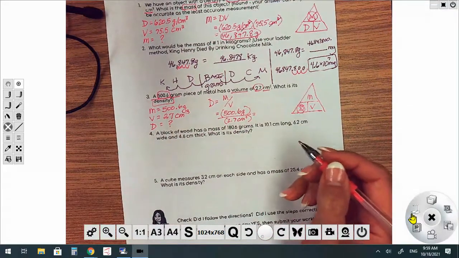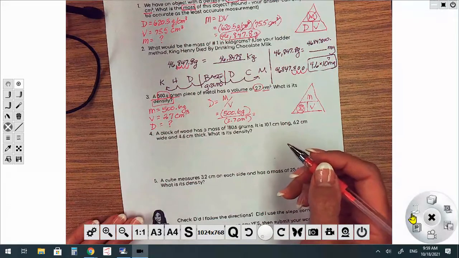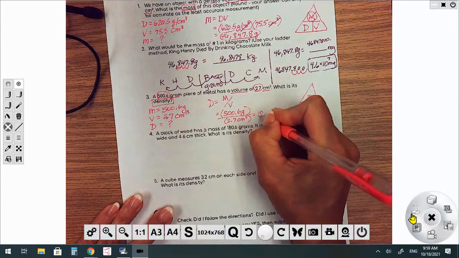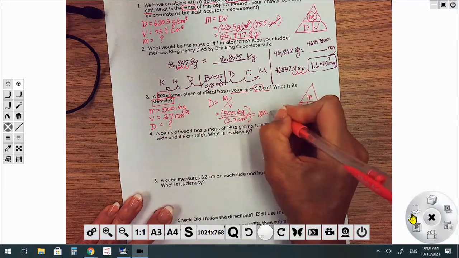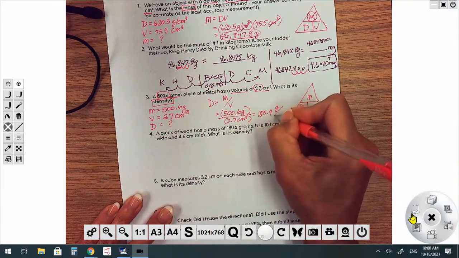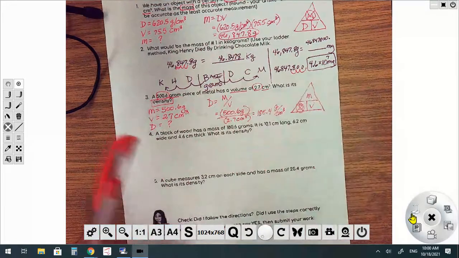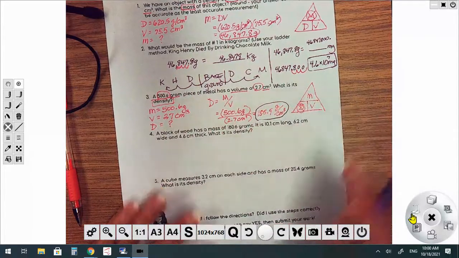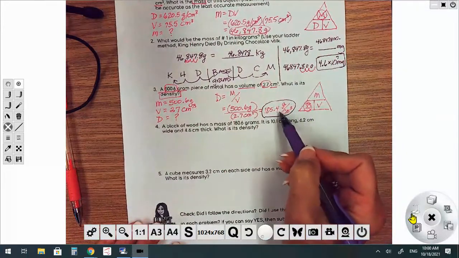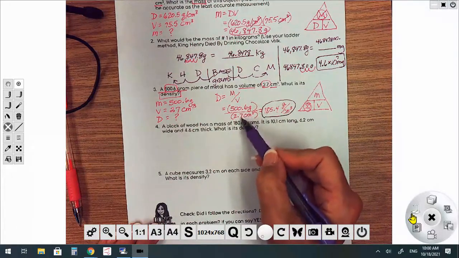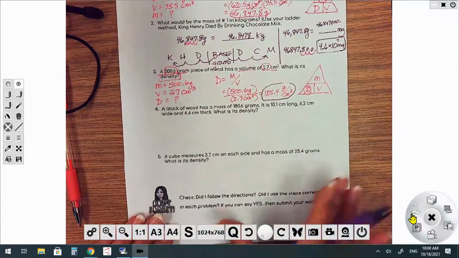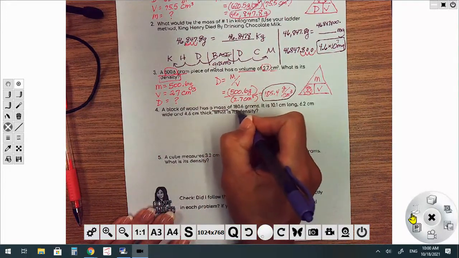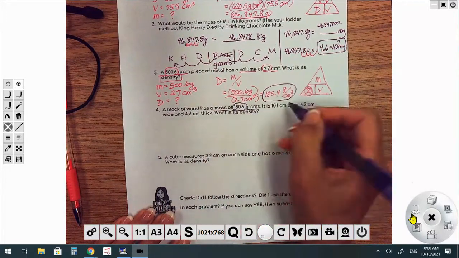And solve. So using our calculator, you should have gotten 185.4 grams per cubic centimeters, which is a unit for density. And circle your answer. Remember, it should be to the tens place because our measurements here are to the tens place as well.